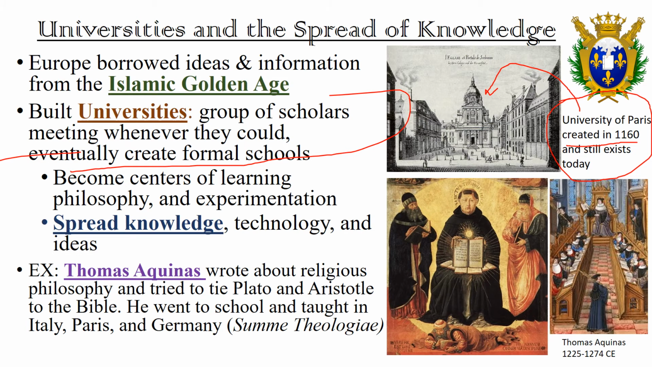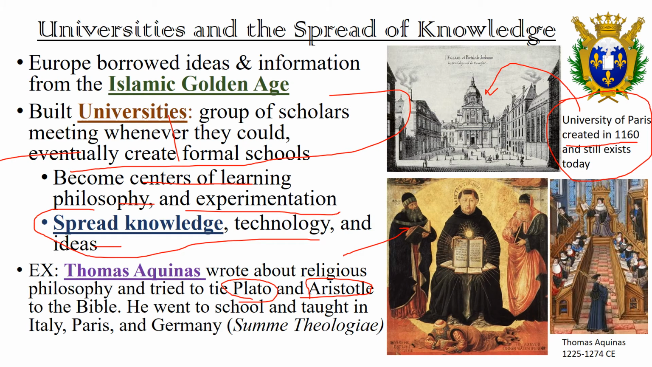And these universities in Europe become centers of learning: philosophy, law, experimentation, medicine, mathematics, astronomy, all these incredible things. And they then lead to the spreading of technology and ideas. One of the most famous of these university individuals was Thomas Aquinas. He took the philosophy of Plato and Aristotle, who everyone looked up to during this Renaissance time period, or at least all educated people. Your average serf or peasant didn't know who these people were, but educated individuals did.